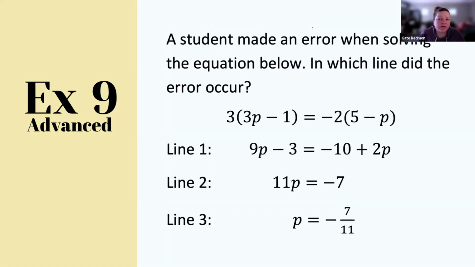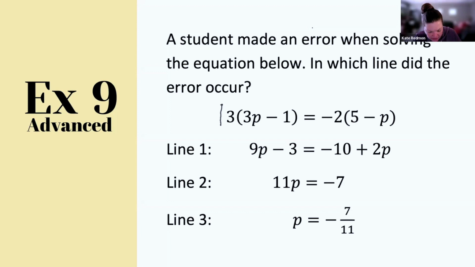Example 9. A student made an error when solving the equation below. In which line did the error occur? Okay, a little trickier to find someone else's error than to solve our own equations, since there's often more than one right way to go. So I would just recommend that you really examine from line to line what they did, because they're only going to show you each equivalent equation in the work. They're not going to show you the balanced change like I usually make you do. But nonetheless, let's take a look at it through the lens of those wisdom principles.